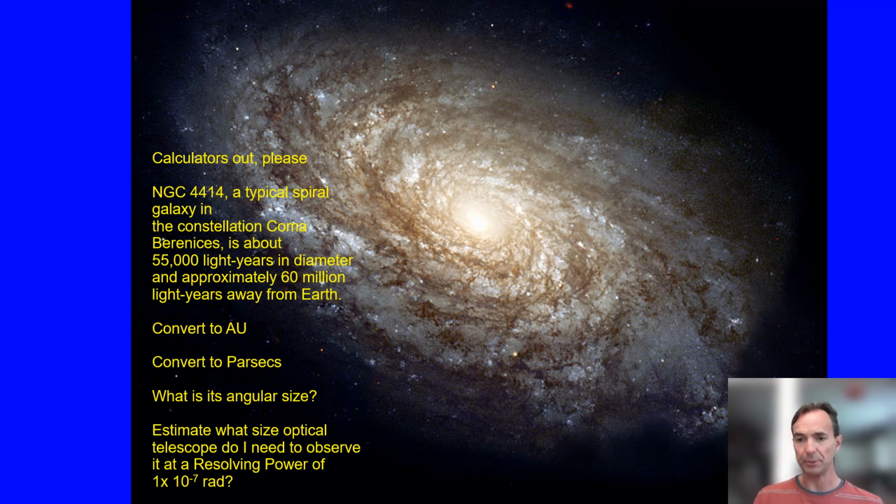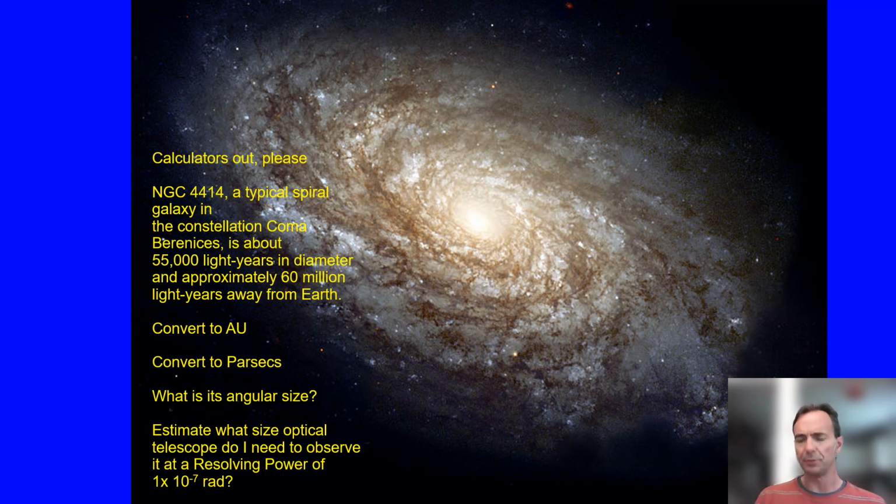And then, of course, a really good exercise is what size of optical telescope do I need to observe at one resolving power of that. So in other words, I need to know what the wavelength of optical light is. So go for 500 nanometers. That's about in the middle. 600 nanometers is red, 400 is bluish. So therefore, go for 500 nanometers.